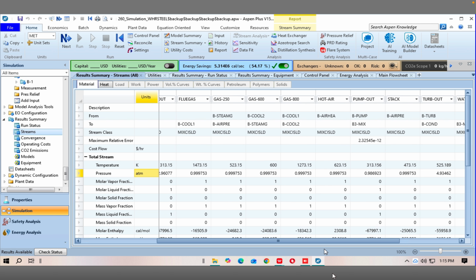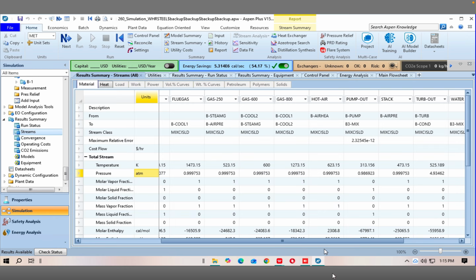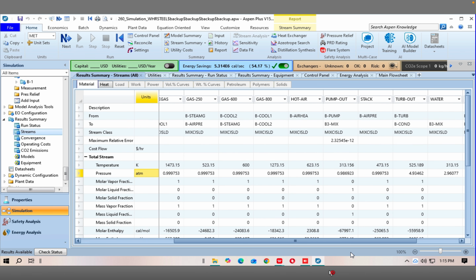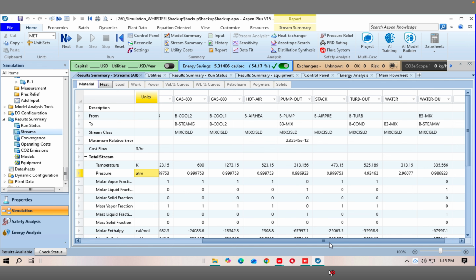On the Rankine side, B10, our steam result, is fully superheated at 350 degrees Celsius and 12 bar before entering the turbine. Hot air confirmed at 350 degrees. Our air preheating target is also met.